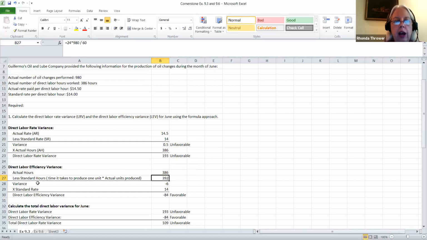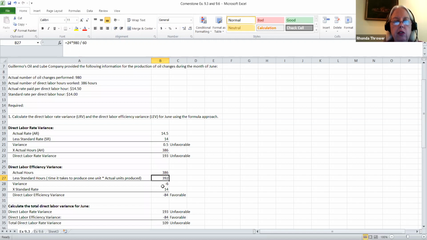They want this in an hourly amount, so don't forget that. You need to divide the total minutes by the number of minutes in an hour to get the number of hours. 392 is the standard number of hours. We're going to compare it to what actually happened, and you can see that it's a negative amount here, which means it's going to be a favorable variance, because our actual hours were less than what we had budgeted for.